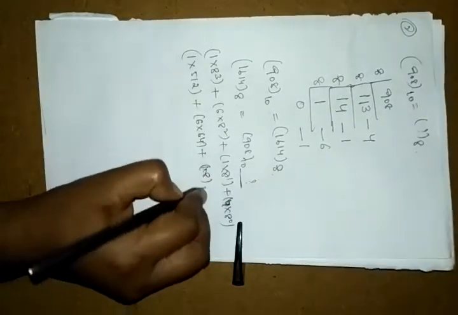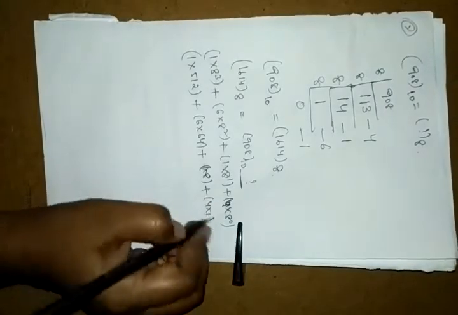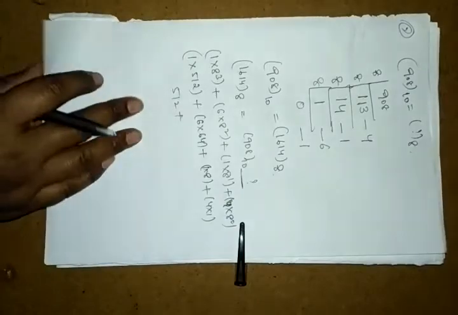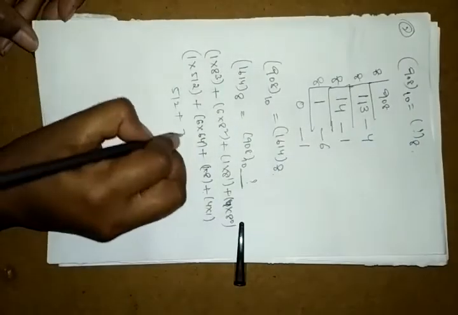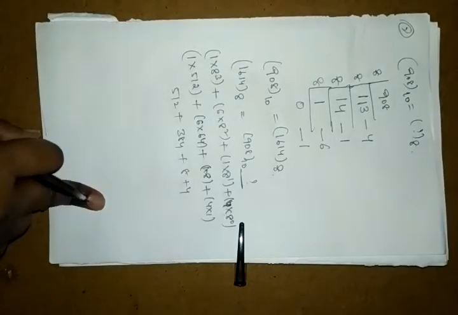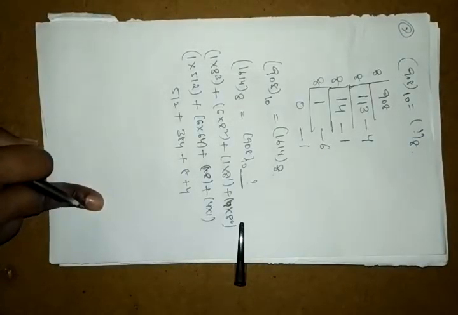Okay, 1 into 8 only. Plus here 4 into 1. 512, 6 into 64, already previous we done. 6 into 64 means here 384 plus 8 and plus 4. Okay, 512.